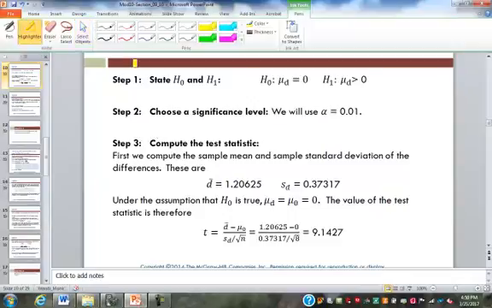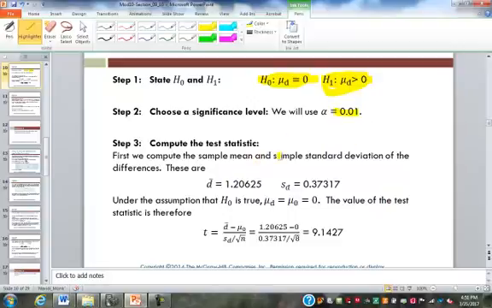Our hypotheses. Like I said, the null hypothesis is almost always that the mean difference is equal to 0. And here we want to say that the mileage increases afterwards. So the mean difference is greater than 0 is our alternative. Our significance level, as we chose, was 0.01.